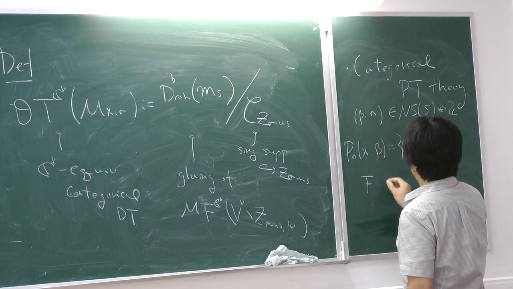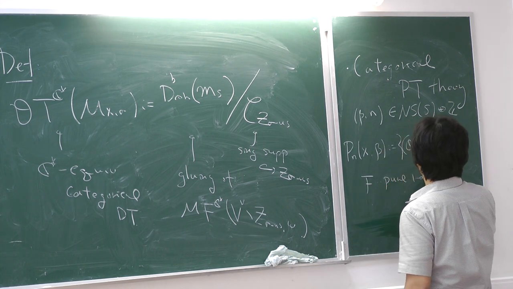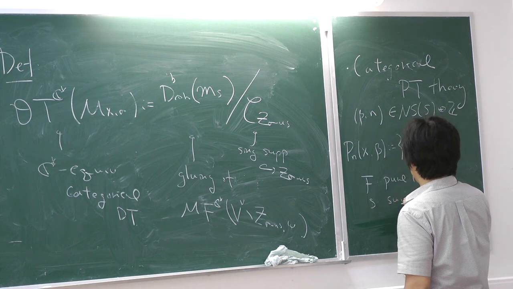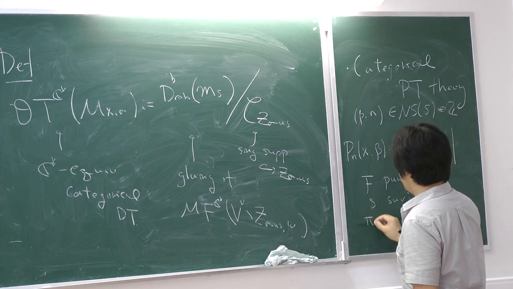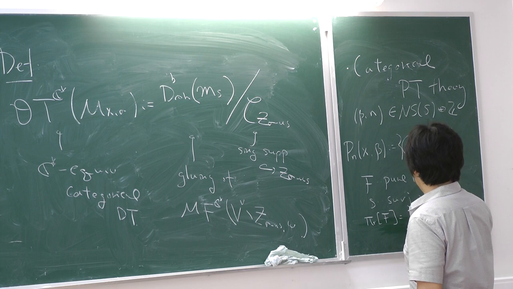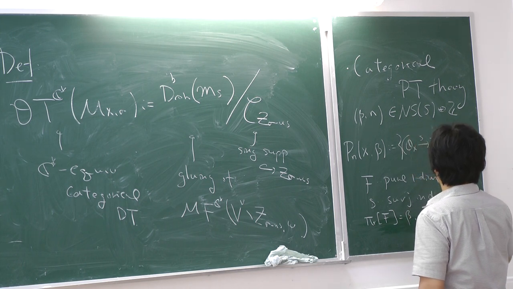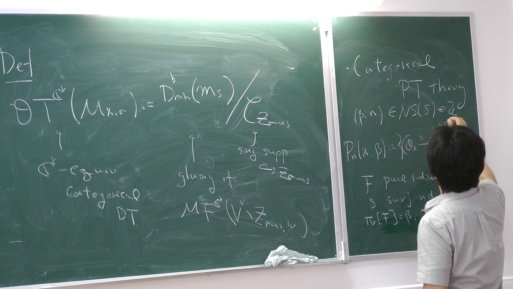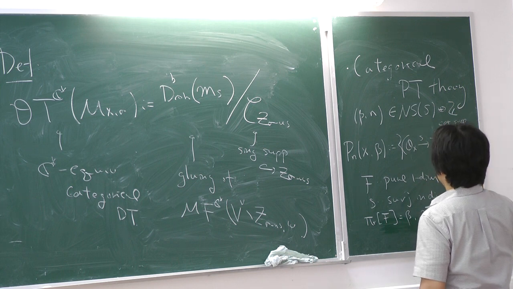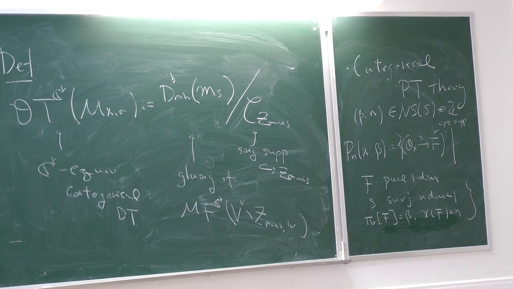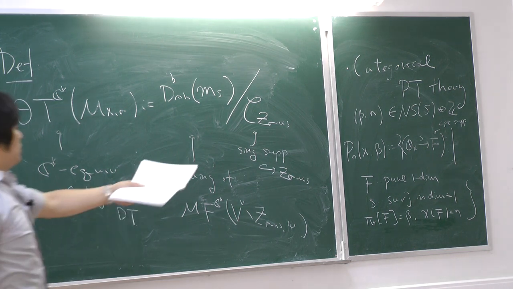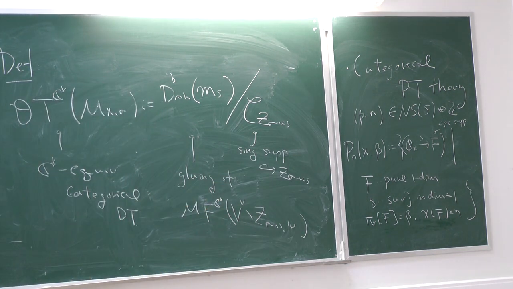So F is a pure one-dimensional sheaf, s is surjective in dimension one, the push forward of the fundamental one cycle of F is beta, and chi(F) equals n. So again, this is compactly supported. This is one of the important classes of moduli spaces on Calabi-Yau threefolds. Indeed, the generating series of DT invariants defined from this moduli space should be equivalent to the Gromov-Witten invariants.